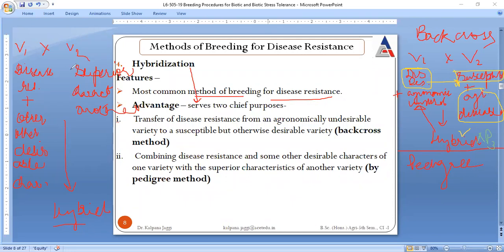And the second chief purpose of hybridization is to combine. Here, we are actually combining features, because as I already said, half of the characteristics are going to come from one parent and half from the other parent. So as a result, it will have a combination of characteristics of both parents. Obviously, we are going to combine disease resistance and some other desirable characters of one variety with the superior characteristics of another variety, which is possible by a methodology said to be the pedigree method.